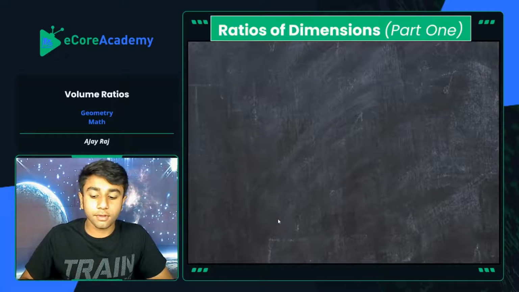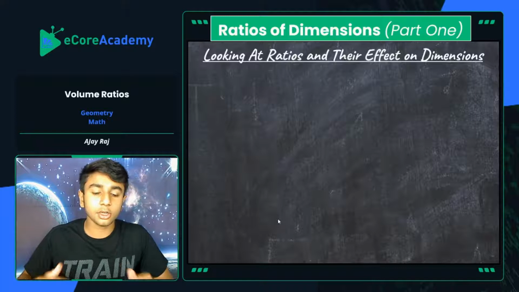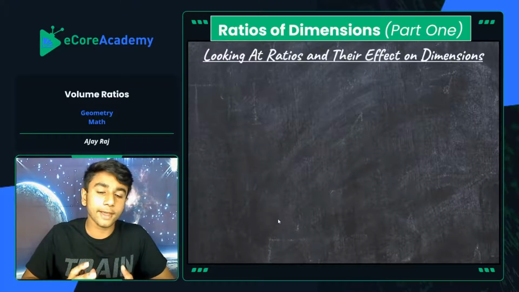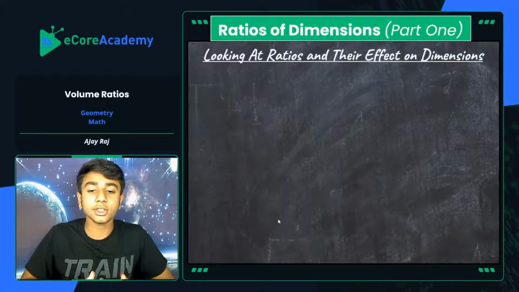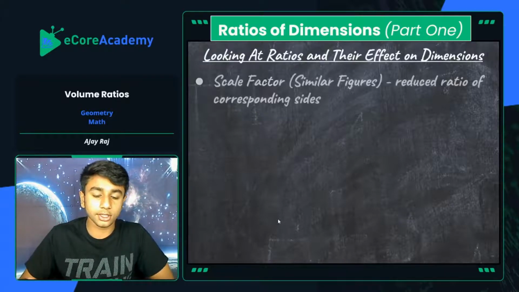Now let's look at ratios of dimensions, part 1, and let's look at ratios and their effects on dimensions. So what we're going to be doing is we're going to be utilizing scale factors, what we know, and we're going to actually be using them to develop ratios. Now let's look at what the correlation between ratios and scale factors really are, and it's quite simple.